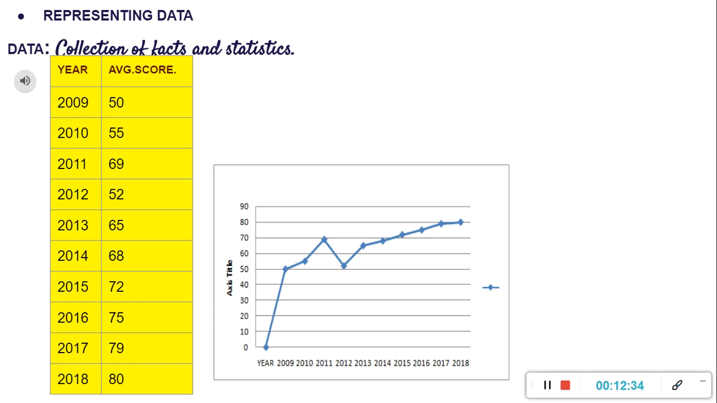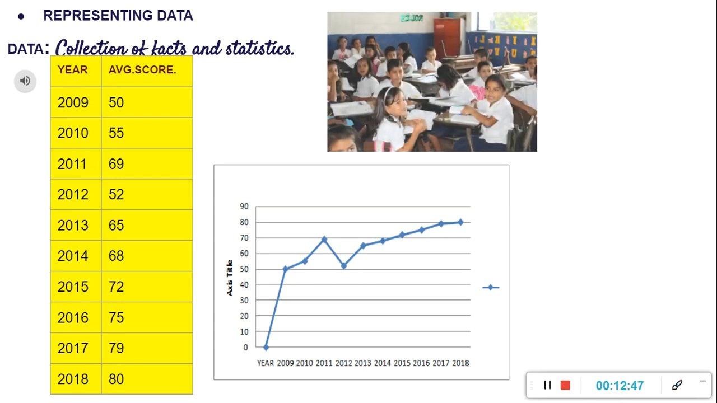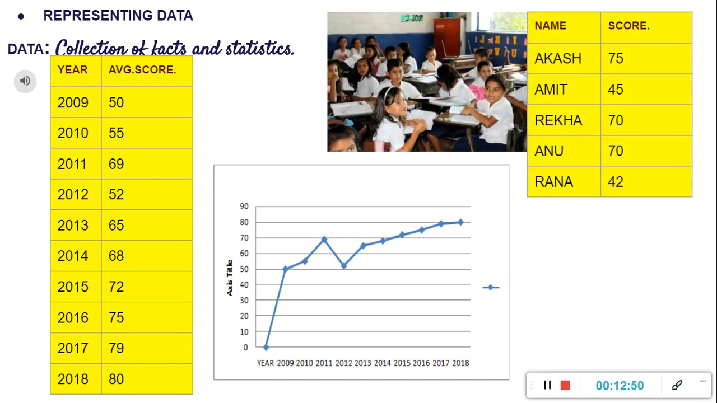For example, when you look at the scores of the students in a class, what is that? That is nothing but data. Let's see here. We see a table that has the names of the students and their scores. You can see that Akash scored 75, Amit scored 45, then Dekha 70, Anu 70, then Rana 42, and so on. And what is this? This is nothing but data, isn't it?